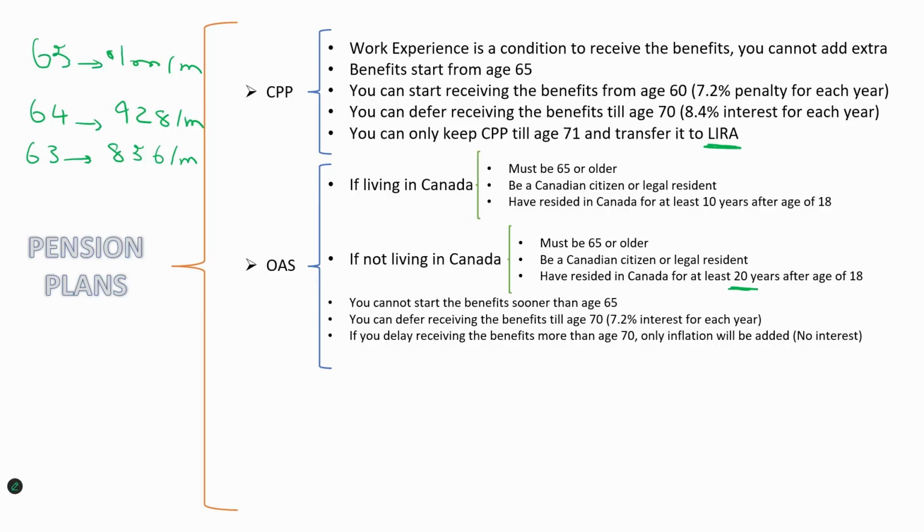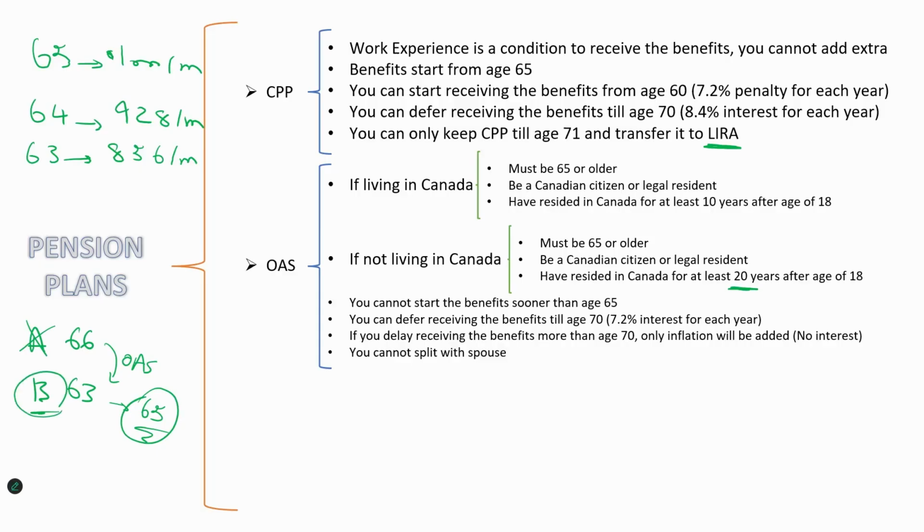And you cannot split it with your spouse. But something that's really important here, and we're going to talk about it in the next pension plan as well, is that let's say A and B are married together. A is 66 years old and B is 63. And A dies. Okay. B can get the OAS from A, which A started receiving at age 65, because you can't get OAS sooner than age 65.